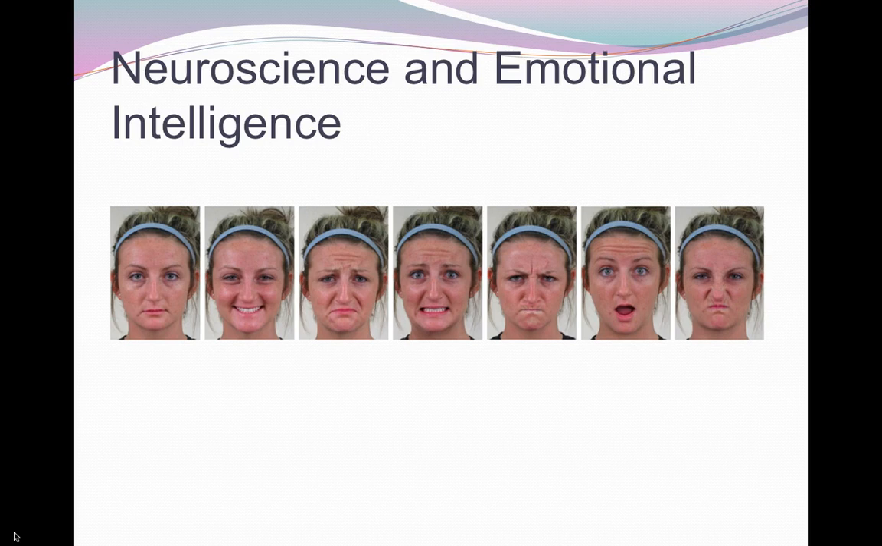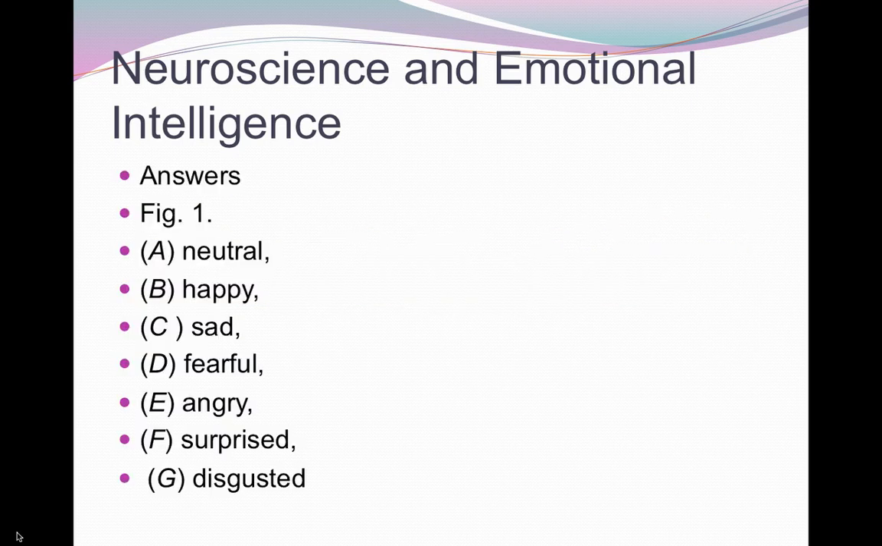Okay, I'm going to click on the next slide here. So hopefully you've paused it. All right, welcome back. Let's see how close you got. You might want to pause it to see where you fell on the different slides. So the first one was neutral, second one was happy, then sad, fearful, angry, surprised, and disgusted. Most of us can pretty much get the happy, sad, and angry. The fearful, surprised, and disgusted can sometimes be a little more difficult to read.